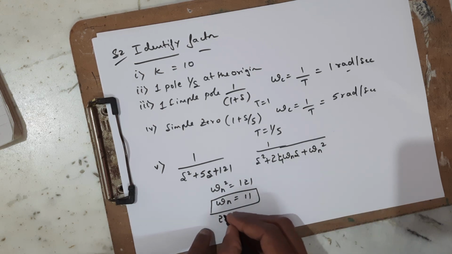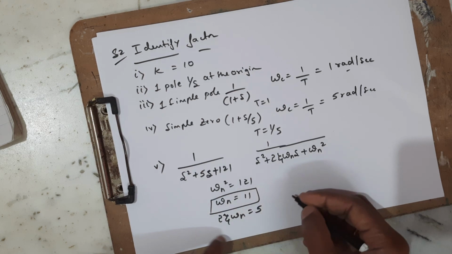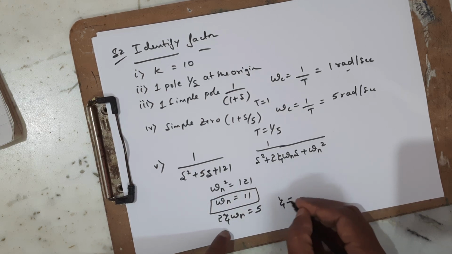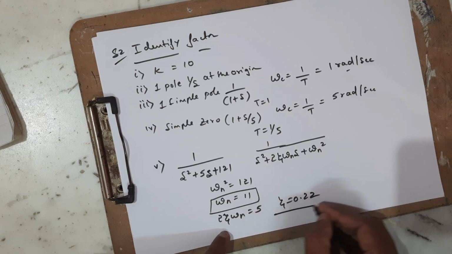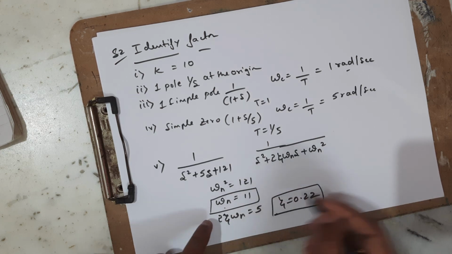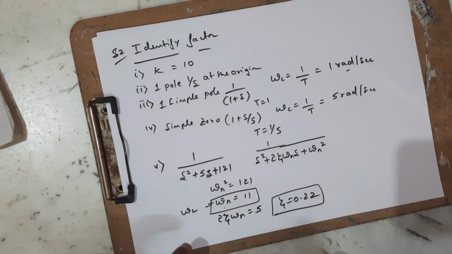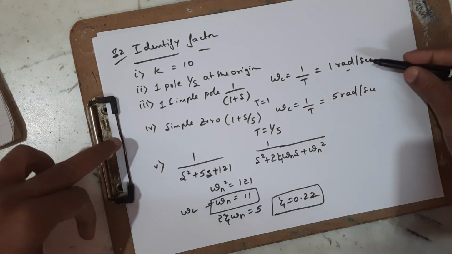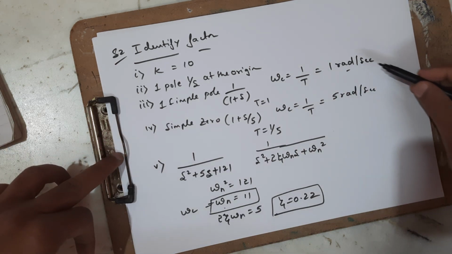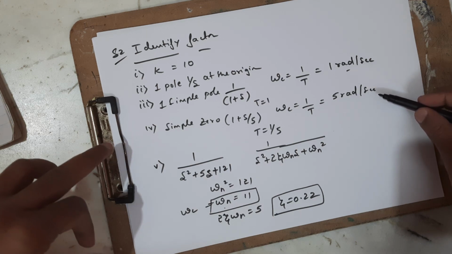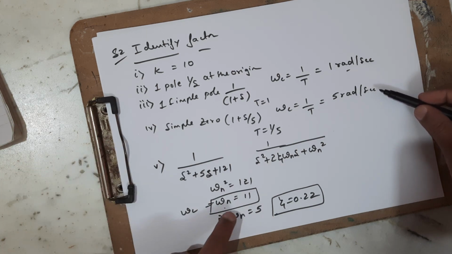So 2 zeta omega n is equal to 5. Therefore zeta I got is 0.22. Okay, so here omega n is nothing but what? Omega c. So that itself we are going to take as the corner frequency. Now after finding out the corner frequencies, I got 1 radian per second, 5 radians per second, and also 11 radians per second.